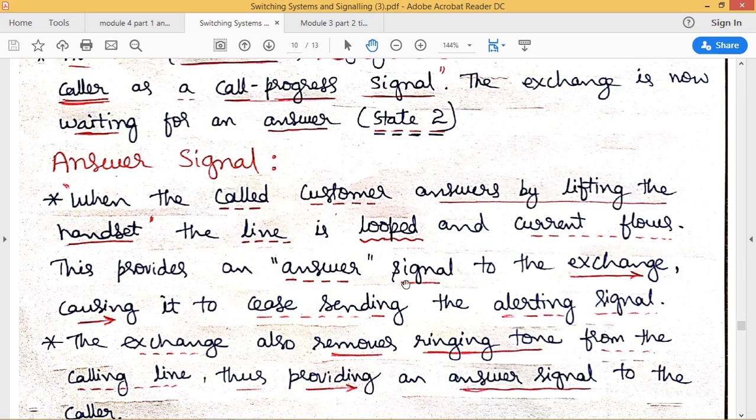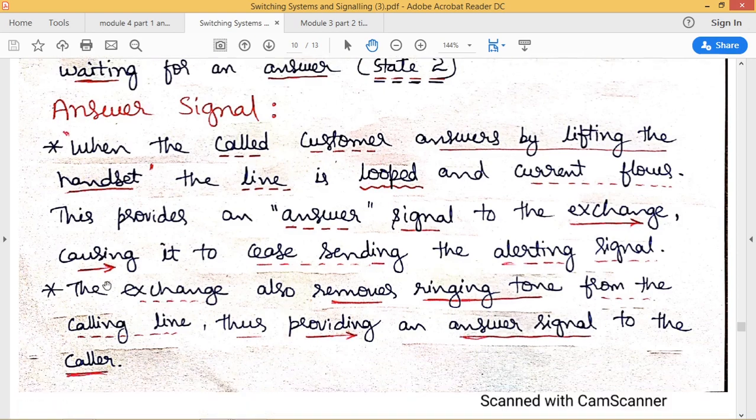So previously the exchange used to send a ringing signal to the called person. Now that signal will be ceased, and the alert signal is sent back to the called person. The exchange also removes the ringtone from the calling line and thus provides an answer signal to the caller. So the exchange informs the person at the other end that the handset is being held. That is what the answer signal is. The answer signal is sent to the calling person.